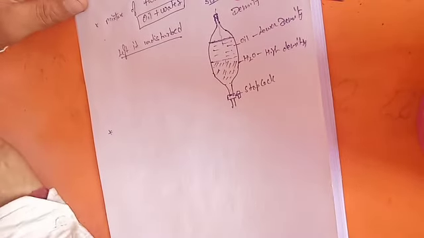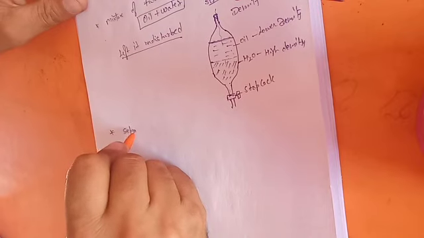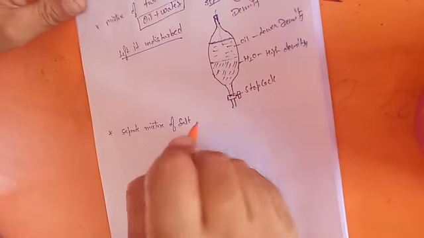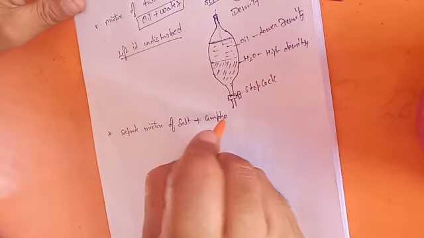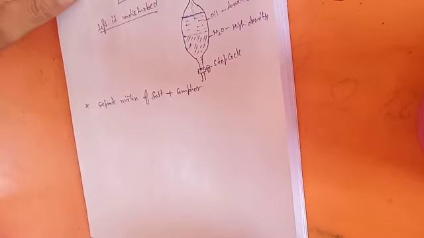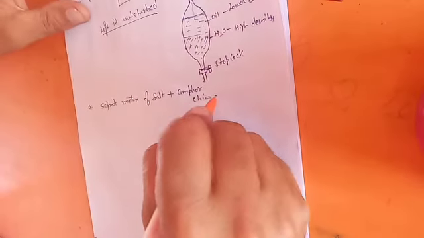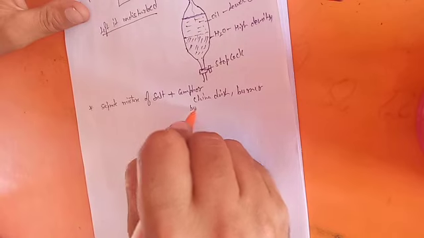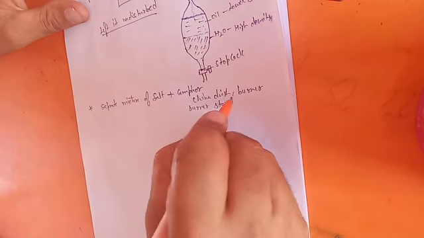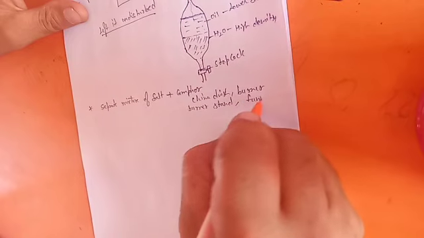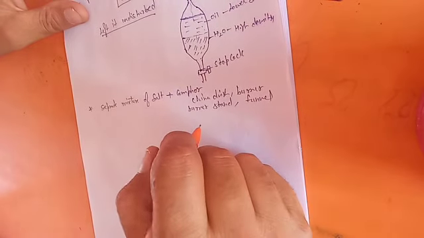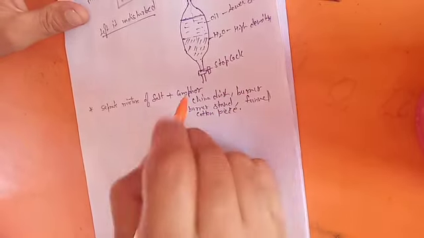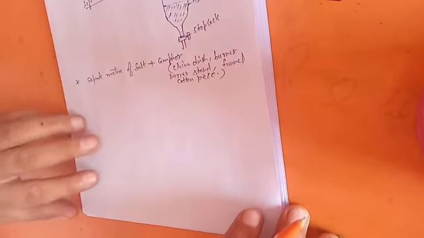Now what's the second thing? In the second case, we will separate a mixture of salt plus camphor. So what do you need for this? You need one china dish, burner, stand, funnel, and a cotton piece. Now how will these things help you? Let's discuss this. I am making a diagram.